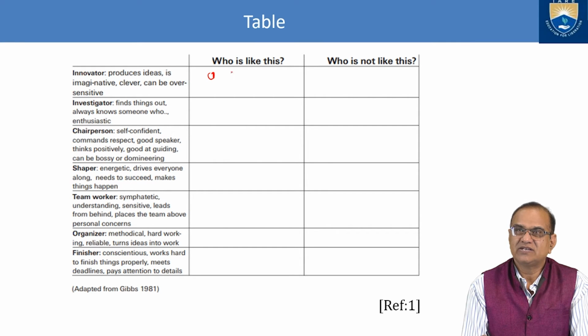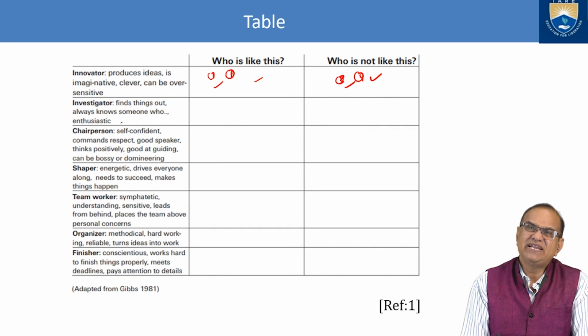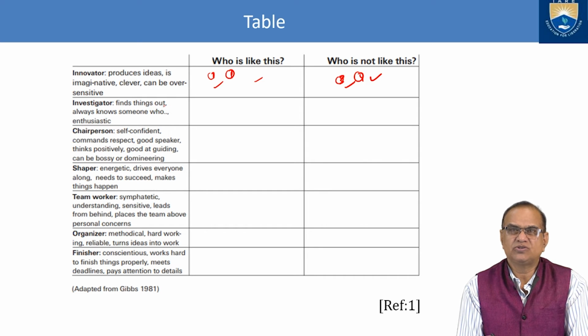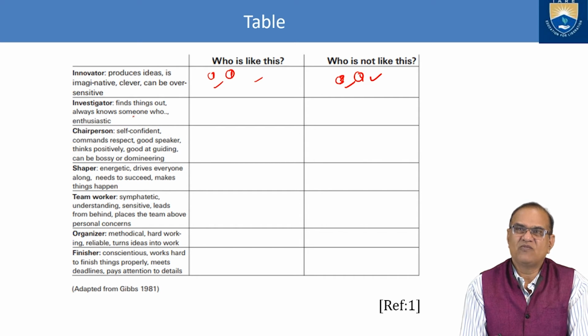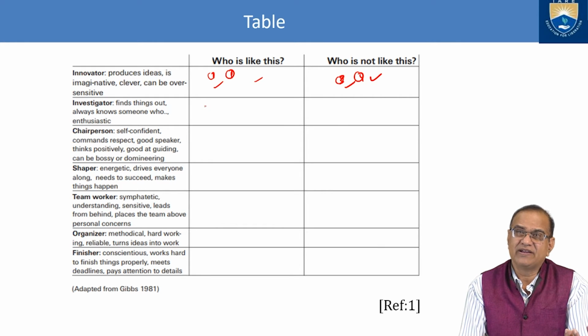So who all are there? 1, 2, who is not, 3 and 4. Like this, you can give the number or write the name here. Then next is the investigator. Finds things out, always knows someone, enthusiastic. So the investigator means he or she will find out what things are required, and always knows any resource person, anyone who is there, and should also know about this.